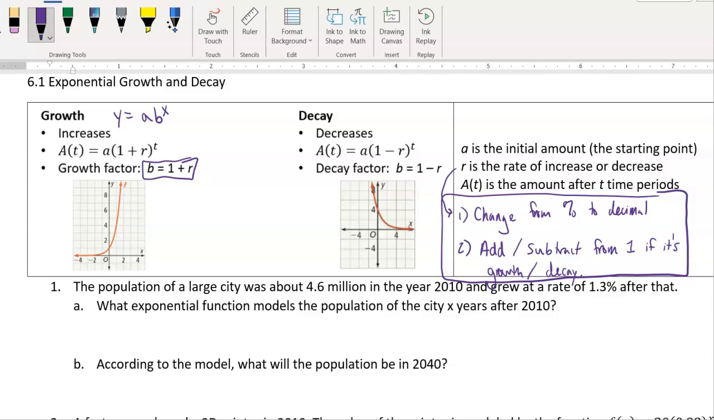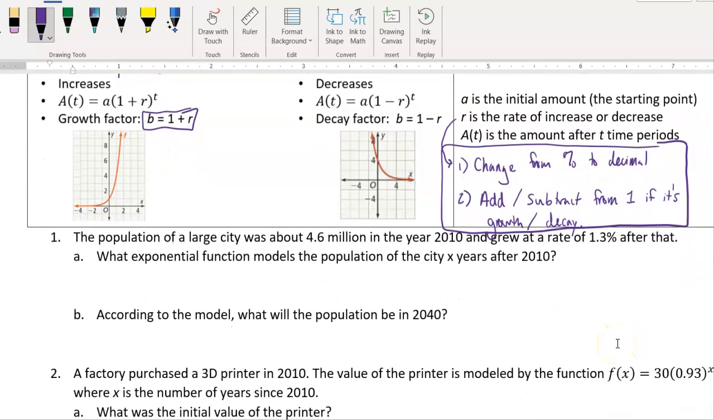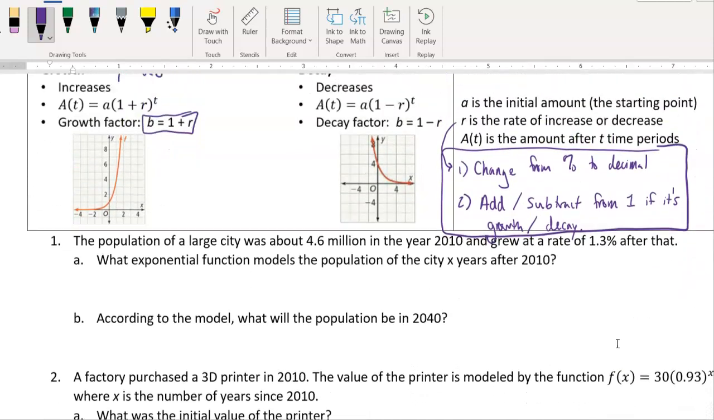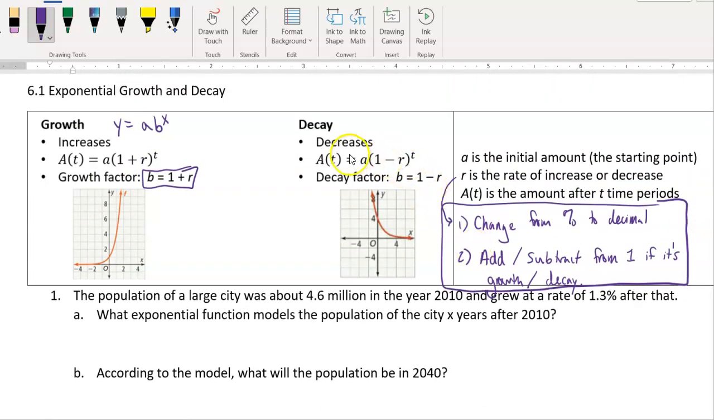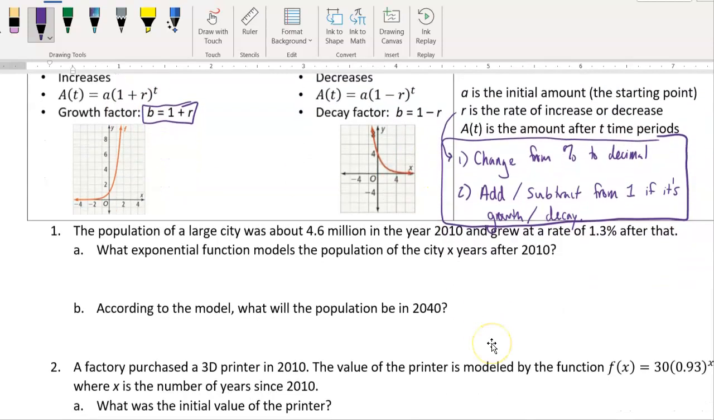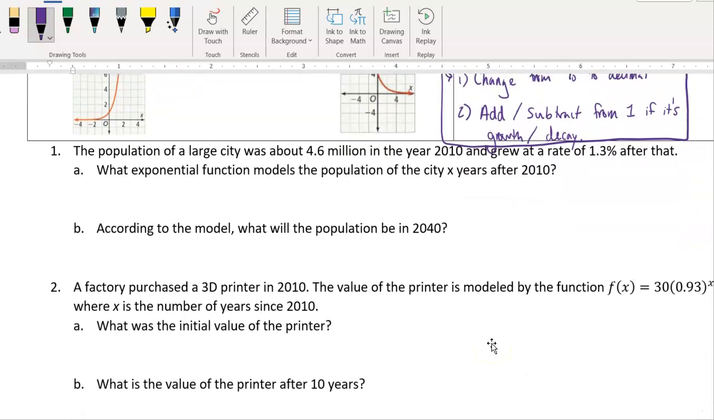So let's look at our first example here. Oh, by the way, remember a represents, in this case, our starting amount, the initial amount. A of t refers to the amount after a certain amount of time periods. So that's what those formulas represent. You really only need to recognize one formula. It's still a times b to the x power, but to find b, if it's growth, meaning it's increasing, we take 1 plus r. If it's decreasing, it would be 1 minus r. So let's look at some story problems here.